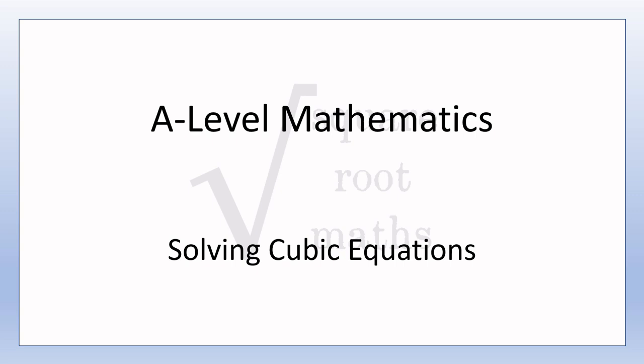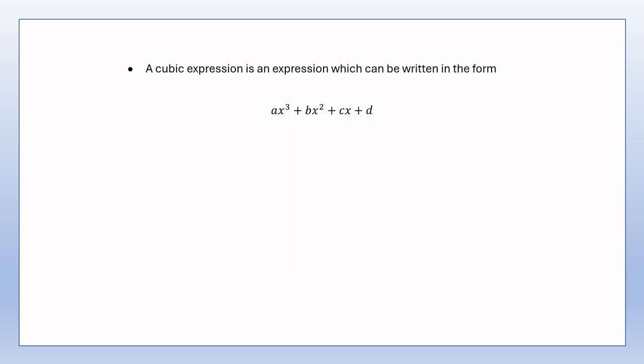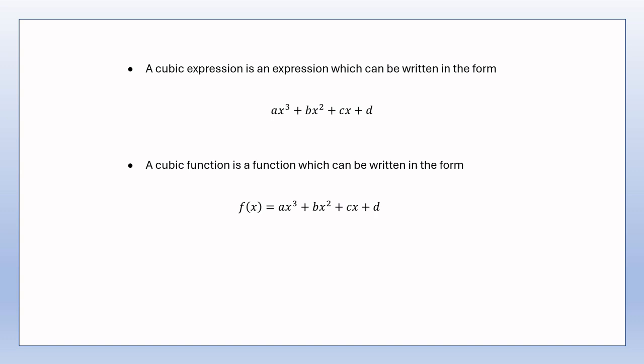In what follows, the coefficients a, b, c and d will be assumed to be real constants, and a is not equal to 0. A cubic expression is an expression which can be written in the form ax cubed plus bx squared plus cx plus d, where x is a variable and so different values of x will result in different values of the expression. A cubic function is a function which can be written in the form f of x equals ax cubed plus bx squared plus cx plus d, where again x is a variable and different values of the variable will correspond to different values of the function.